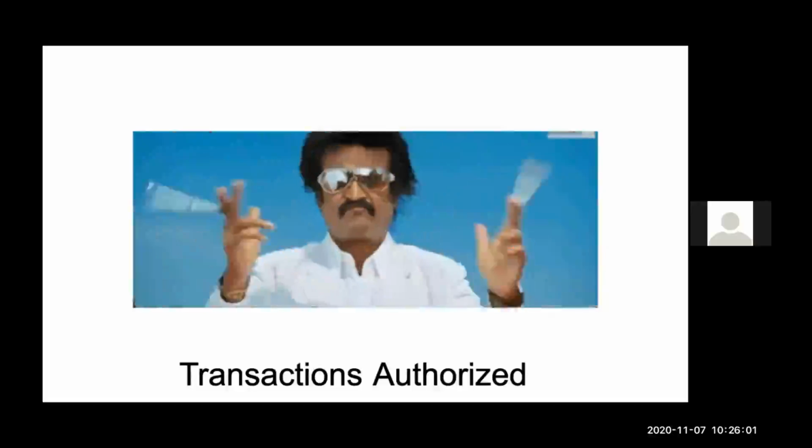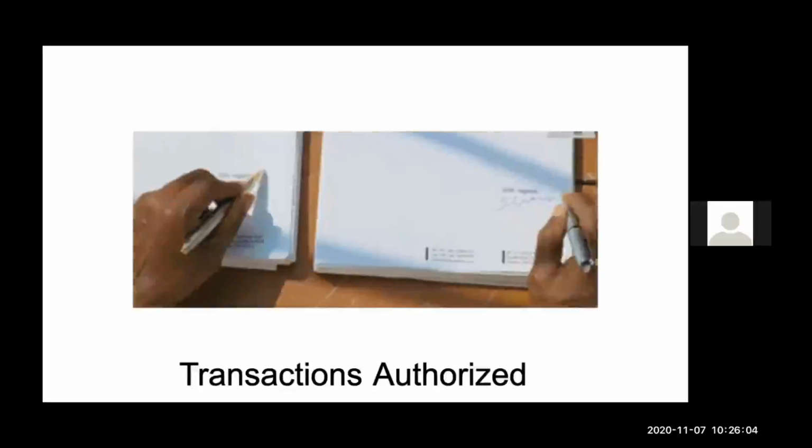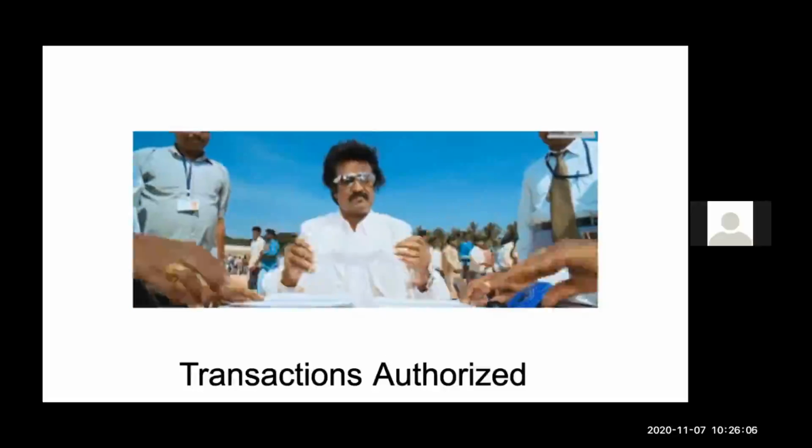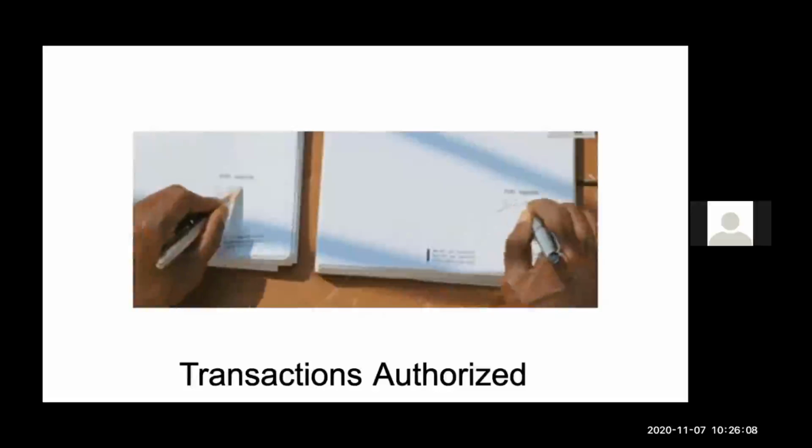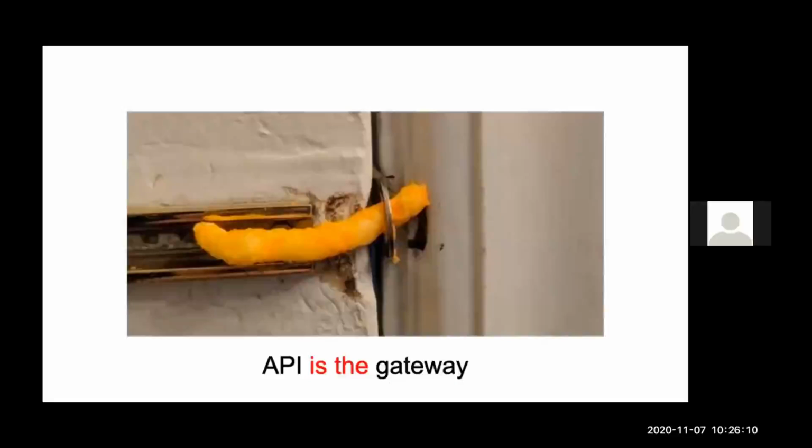Now, this is what I just told. Transactions were authorized because our full stack developer was very busy. He was highly occupied, and then he signed everything that he got, and finally it got corrupted. Now, API is the gateway, and you can see many of the applications that we see today, they are all locked, and the lock is actually in a bad shape.